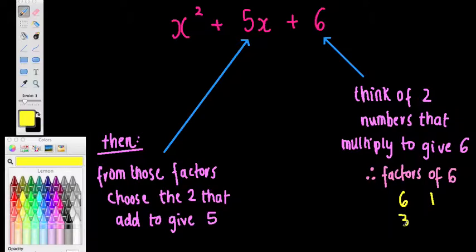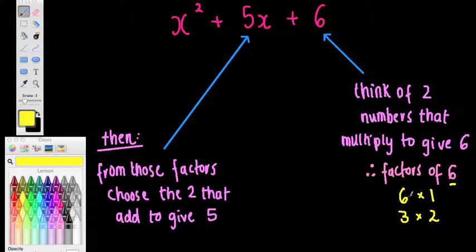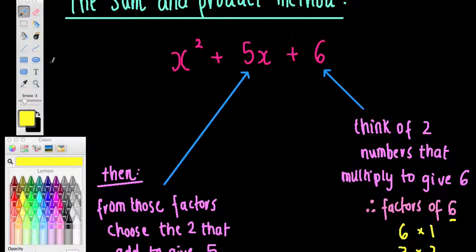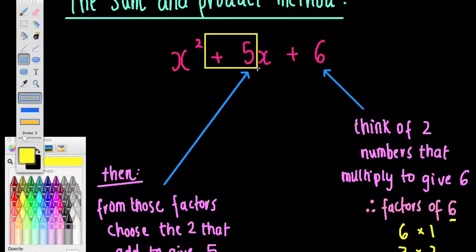So I know this one, I can use 3 and 2. Now you can write these down, or you can just think about them in your head. You don't have to write them down. So when I multiply these together, I will get 6, which is what I need. But those same two numbers that I pick, for it to work within this factorization, have to add up to this number here. So once I've got my factors, I now focus on this number, and we can see it's positive 5.